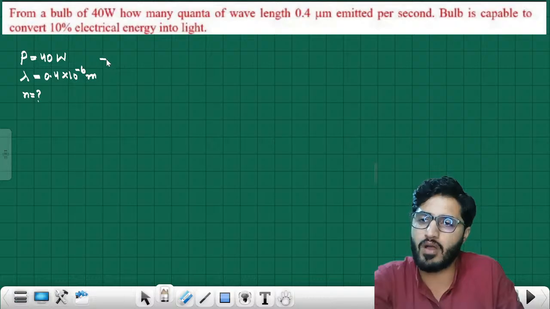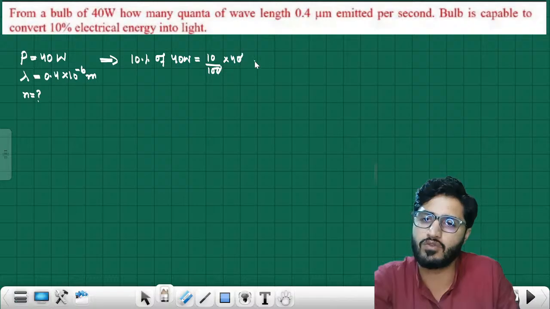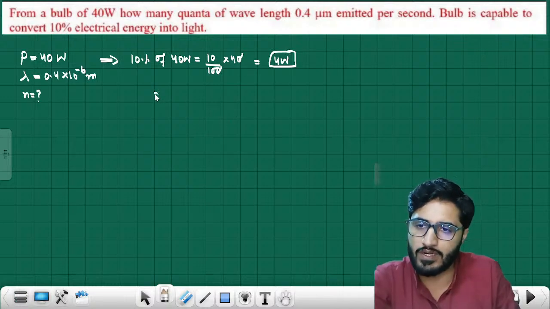But here the power that is useful to us is only 10%. 10% of 40 watt equals 10 divided by 100 times 40. Cancel out, so we have 4 watt only. 4 watt.